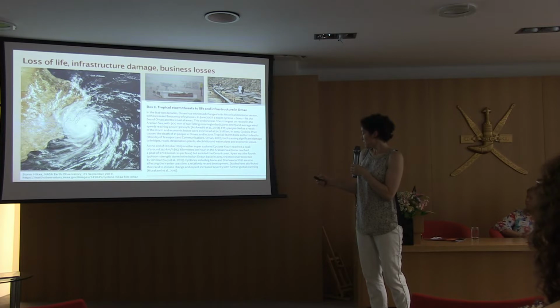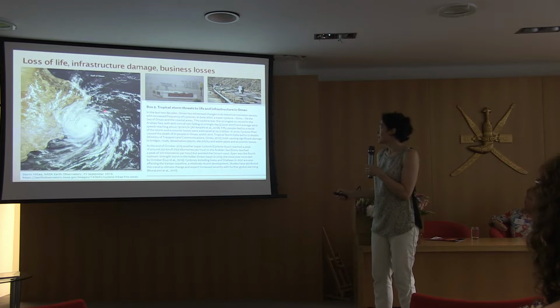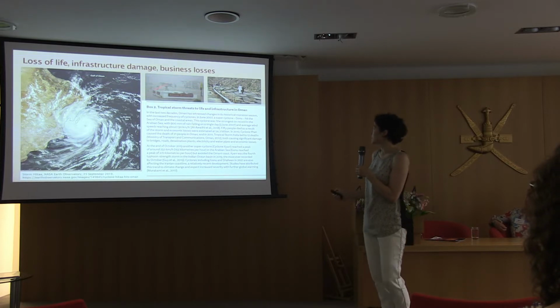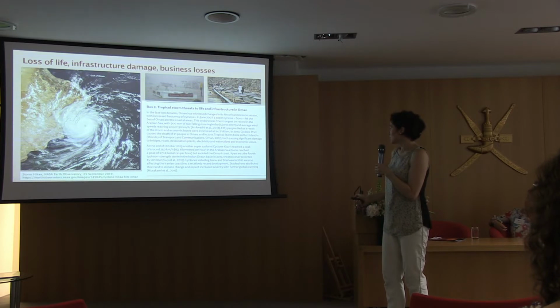If we think about what these kind of cascading risks might look like, we think in terms of hazards like a tropical storm and the loss of life, infrastructure damage and business losses that this might lead to. Just copy-pasted a bit from the report here on the many storms that Oman has suffered.